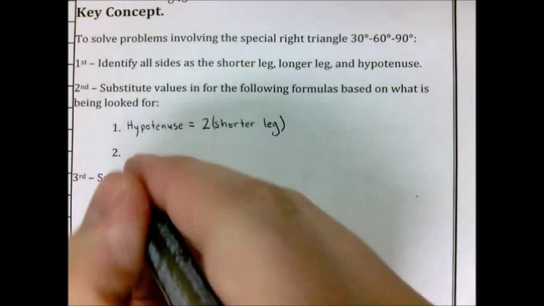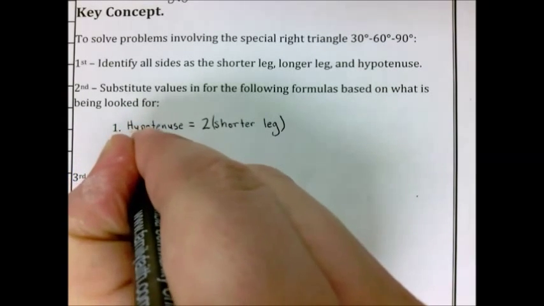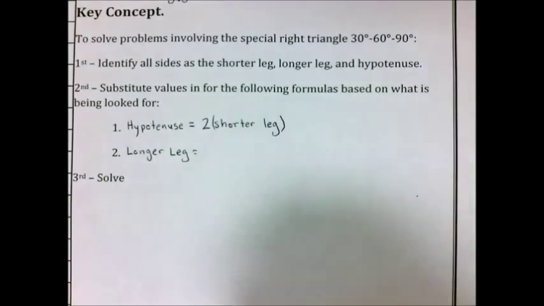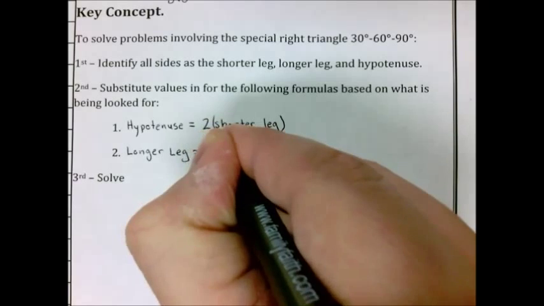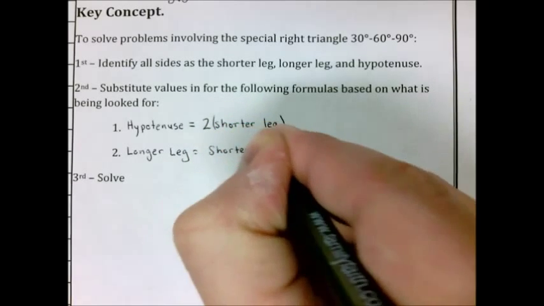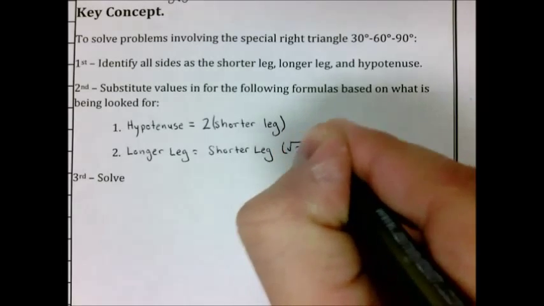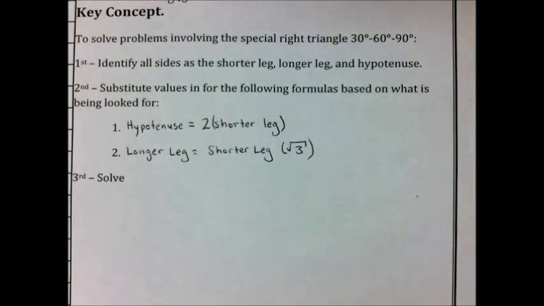The second formula is that the longer leg is equal to the shorter leg times the square root of 3. We can use those two formulas to solve depending on which side we're trying to find the length of. And then, obviously, the last step is to go and solve.